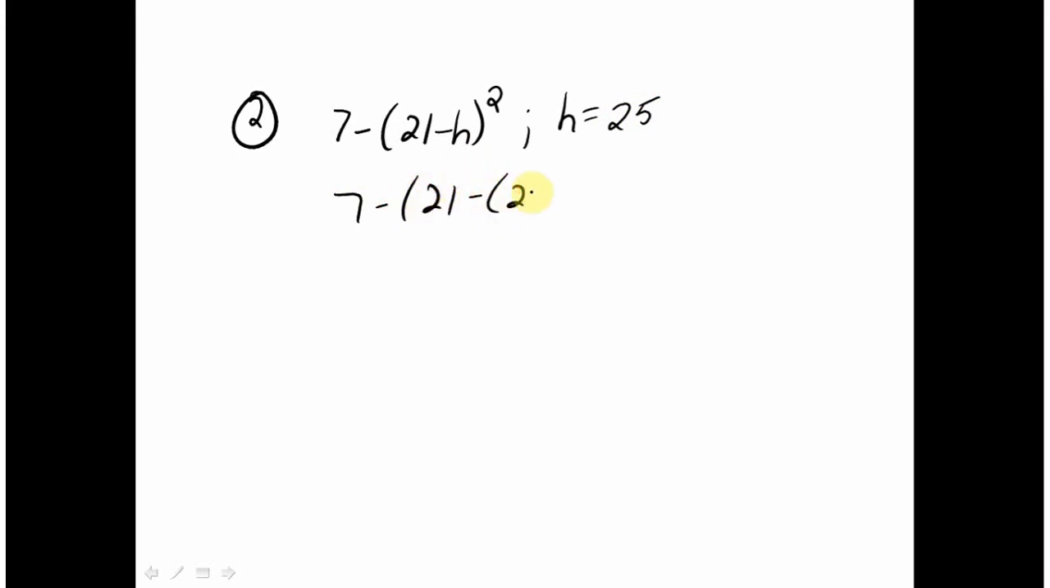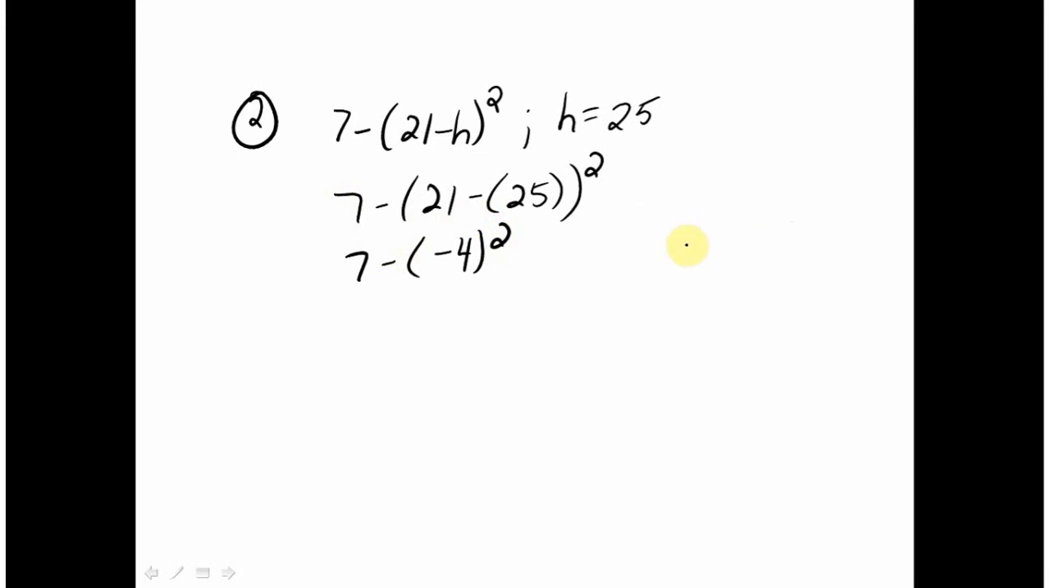For the second problem, let's see, which one was it I was looking at? Okay, this one right here. We're going to say that we have 7 minus the quantity 21 minus h, quantity squared, and we want to evaluate when h is equal to 25. So we go through and we substitute in our 25, put it in parentheses. 21 take away 25 is going to be negative 4, and I keep it in parentheses.